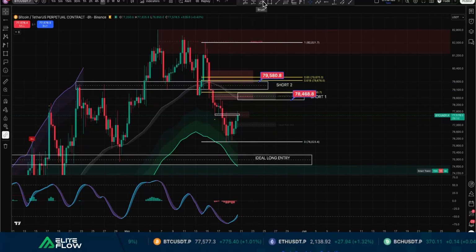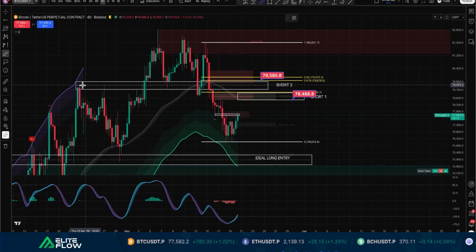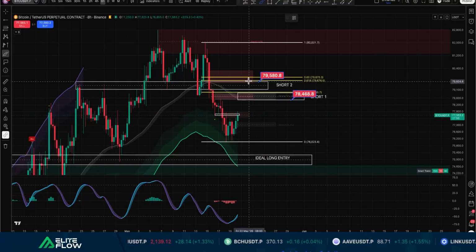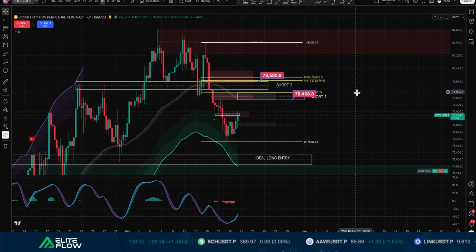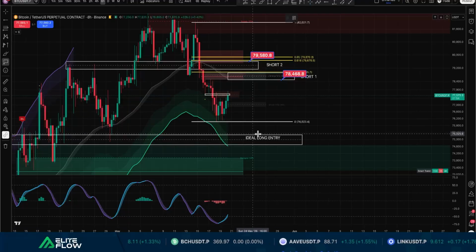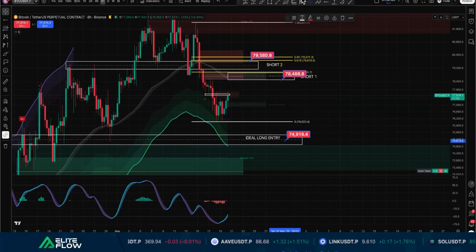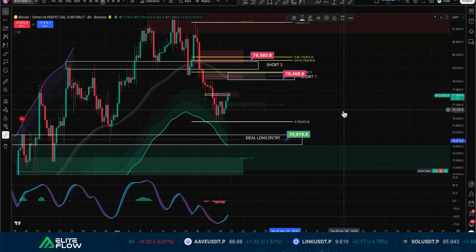Okay, another reason is, you know, because we broke this support and we haven't had a retest yet. Okay, we haven't had a retest, so it would make sense for us to get a quick retest. Where is this retest? Exactly where I was saying. Okay, then I'm going to do the exact same thing, a little price tag thing for you around there, and I'm going to make it green because that's for a long position.